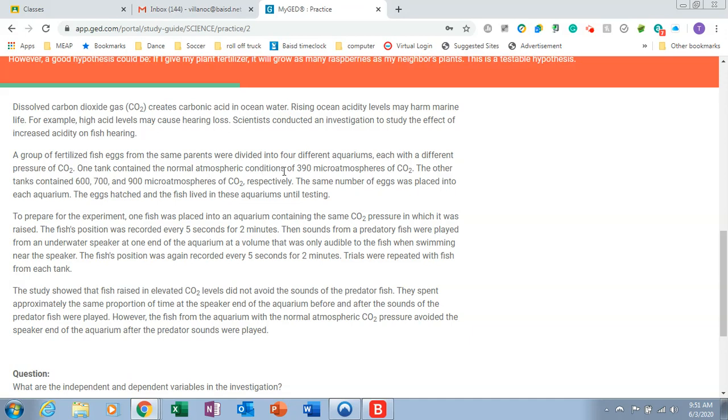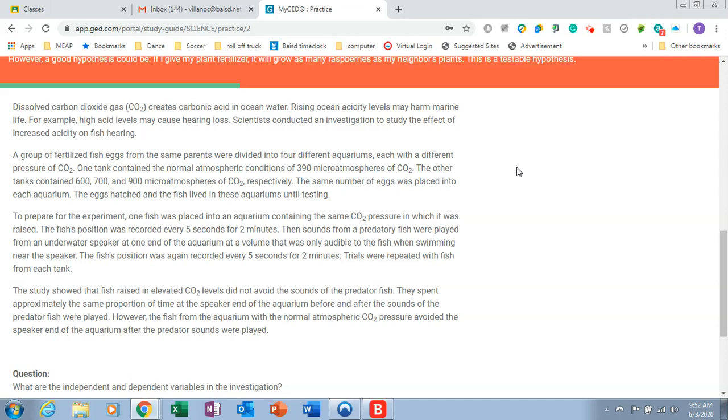One tank contained the normal atmospheric conditions of 390 microatmospheres of carbon dioxide. The other tanks contain 600, 700, 900 of the same thing. So they're going to keep increasing the carbon dioxide in each of the tanks and see if it affects the fish. The same number of eggs was placed into each aquarium. That's important. And probably the same kind of fish eggs is important. The eggs hatched and the fish lived in these aquariums until testing. You also have to have the same temperature of water, same everything. The only thing that's different is the amount of carbon dioxide in each tank.